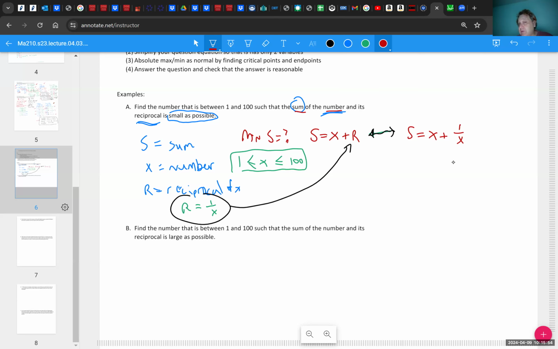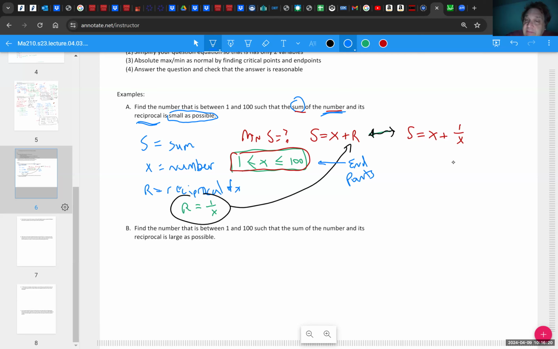We need to find the critical points. We need to find the endpoints. Well, the endpoints are right here, 1 to 100. It told us that x has to be between 1 and 100. So those are the endpoints. Here, these are endpoints. And what about the critical points? Well, critical points are when the derivative is equal to 0 or when the derivative is undefined.